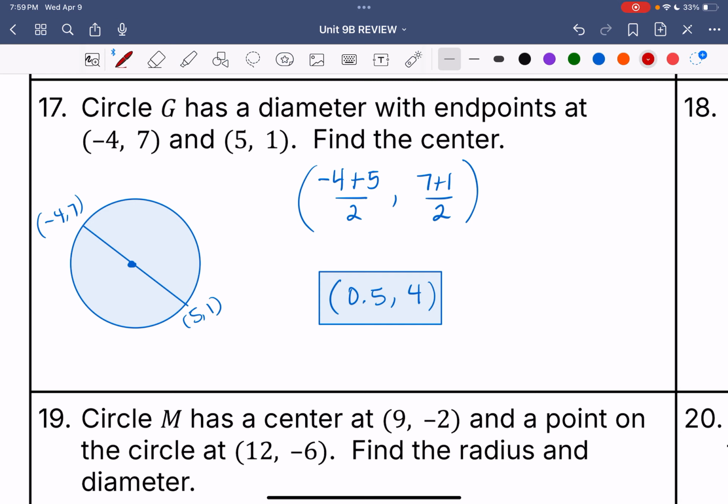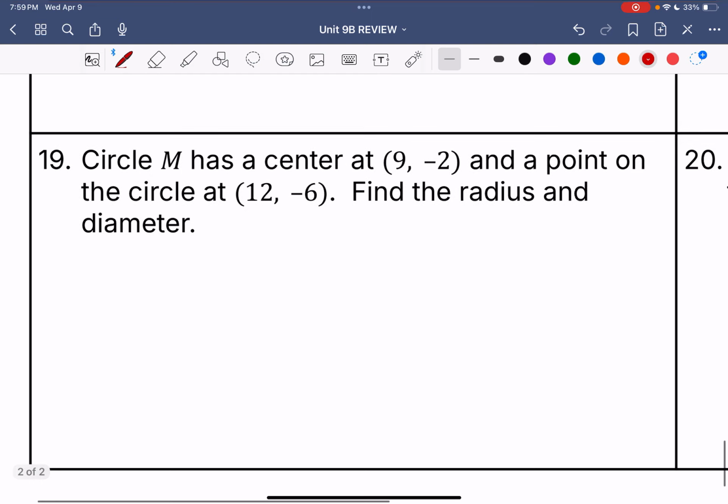Okay, and then this last one. Circle M has a center at 9, -2, and a point on the circle at 12, -6. Find the radius and diameter. So they want us to find both.